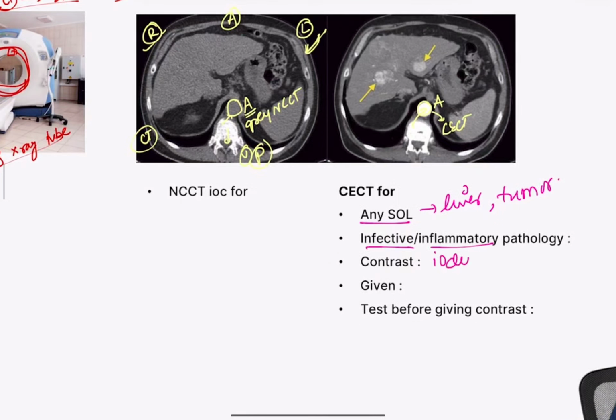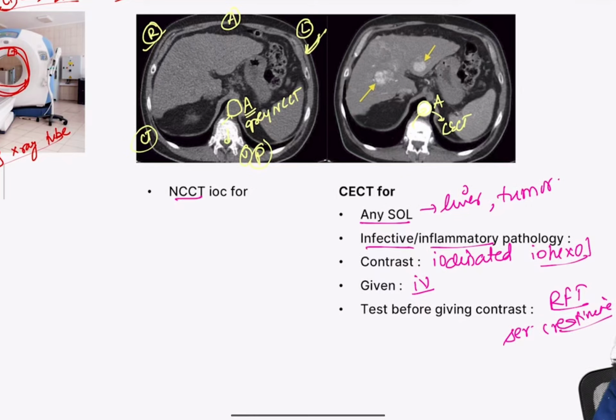The contrast given is iodinated contrast. Most commonly used is iohexol. It is low osmolar, non-ionic, so relatively safe. The contrast is given IV. And what test do you need to do before giving contrast? Because this contrast is excreted through the kidney, there is a risk of contrast induced nephropathy. We have to look at renal function test, the kidney function test. Easy way of doing that is serum creatinine. So you have to check serum creatinine before giving contrast.